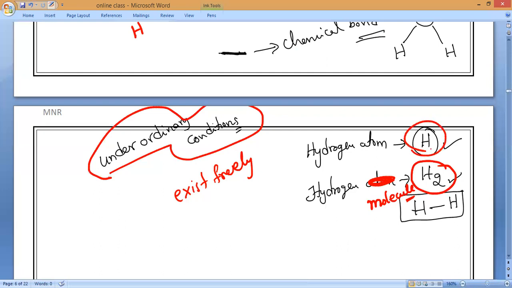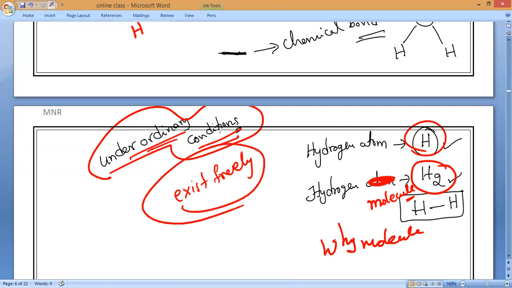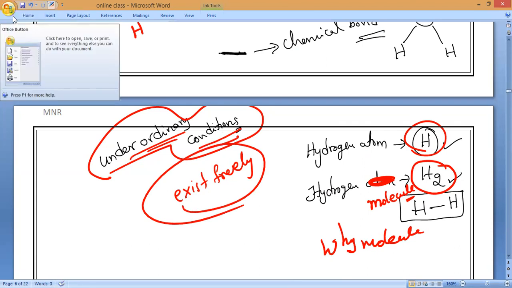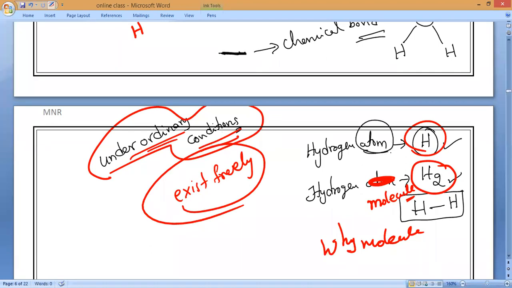But if I keep a hydrogen atom, is it possible to exist freely at ordinary conditions? No, sir. So that is the reason why the molecule is forming. They want to exist freely at ordinary conditions. They cannot exist in the atom stage. That is why they always exist in a combined state in the form of molecules to exist freely under ordinary conditions. Are you understanding, everybody?